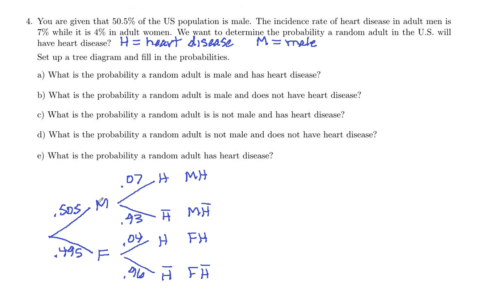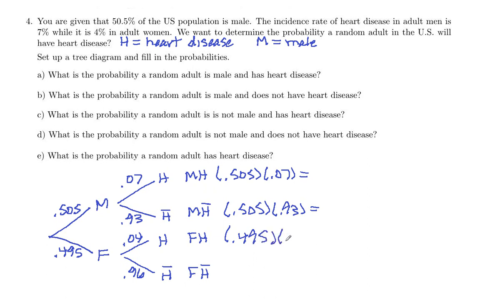So then we multiply along the branches. So 0.505 times 0.07, 0.505 times 0.93, 0.495 times 0.04, and then 0.495 times 0.96.